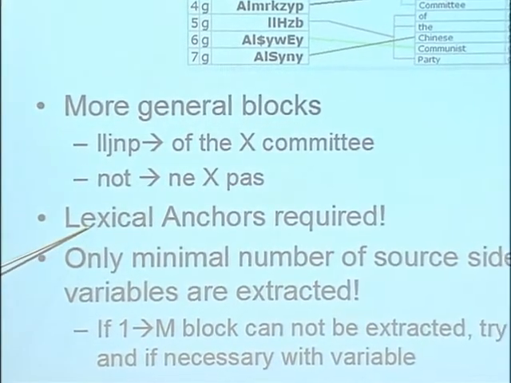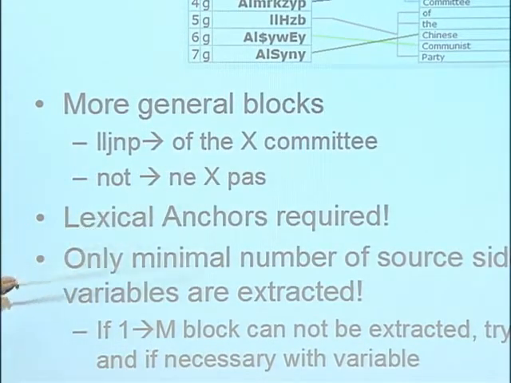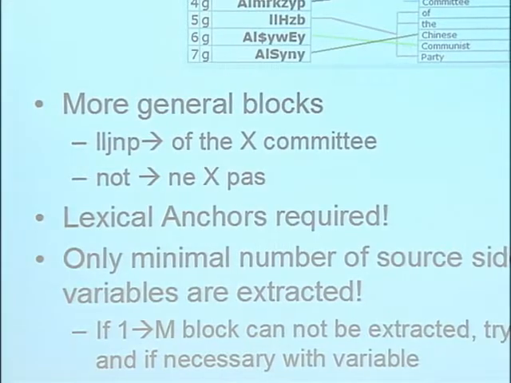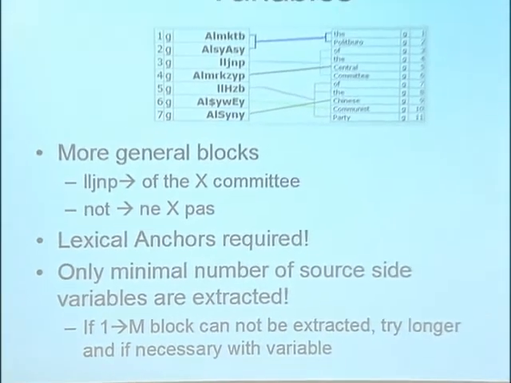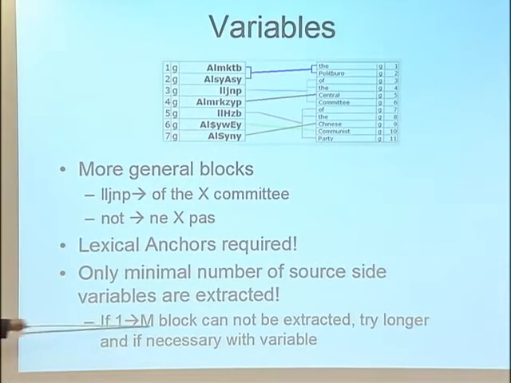But to contrast with the work of Hiro, we absolutely require these anchors. We don't do variables at the end of phrases. And we're only going to take the minimum number of phrases and variables as required. We're not going to be very general. Essentially, this is the algorithm: if a 1 to m block cannot be extracted at this source instant, then we try all types of other relaxations to get a longer non-compositional block, perhaps.